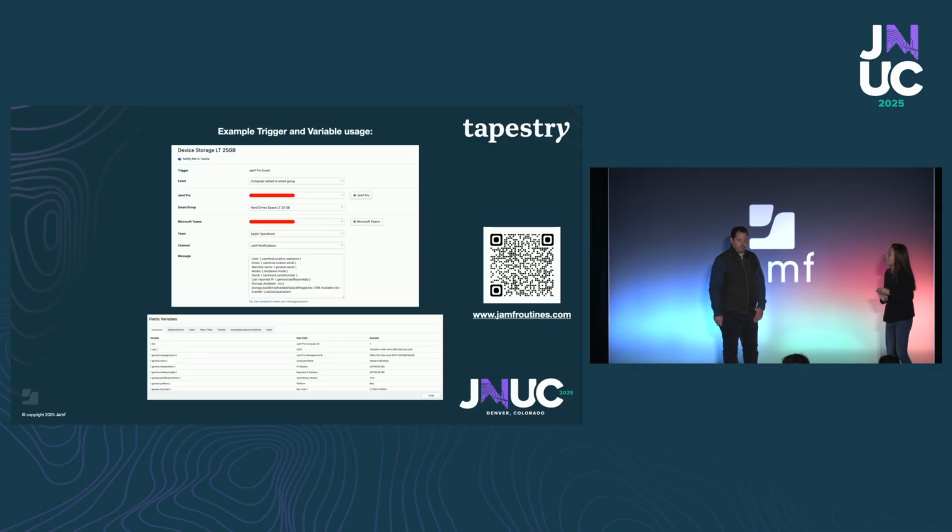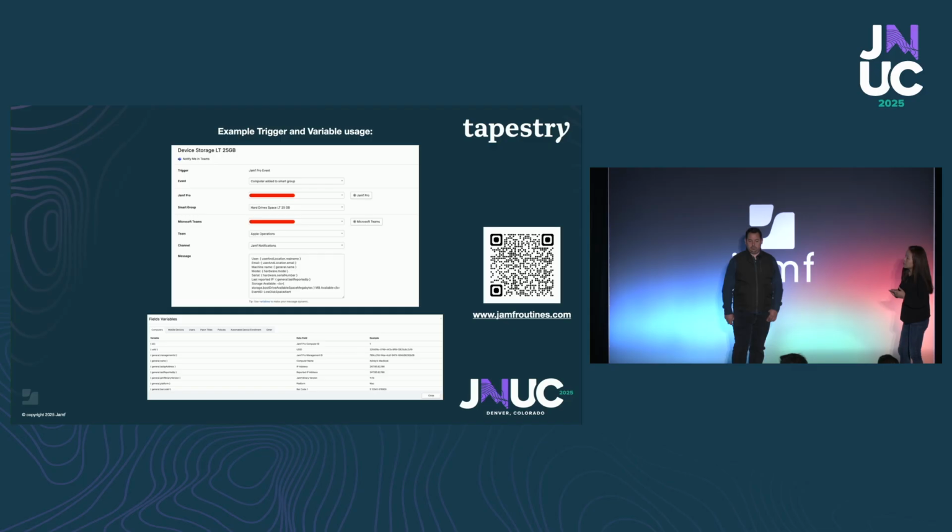This is a sample of the Jamf Routine that we set up for device storage less than 25 gig. It triggers when a device falls into the smart group, and it sends a message to Teams with these variables, and they can then be passed into Power Automate. Thing to keep in mind is these variables are not documented in Jamf Learn yet, so you will have to explore the console to find out more.